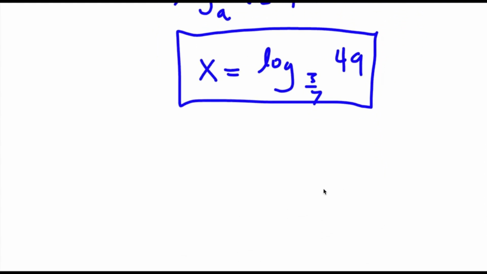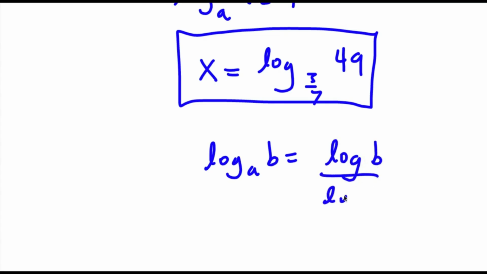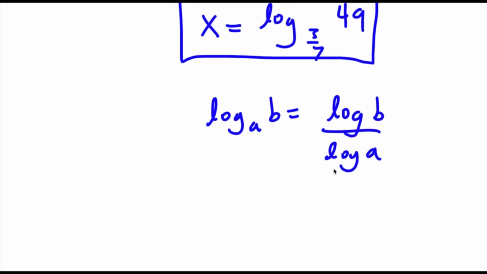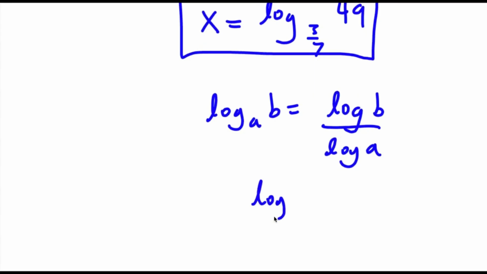Now, we could actually simplify this a little. If I have something in the form log base a of b, this is the same thing as log b over log a. So this would equal log 49 over log 3 over 7.